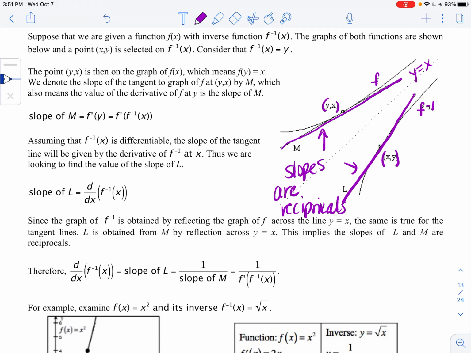We're going to take a function, find its derivative at a specific x value, and then take the reciprocal, and that's going to give us the derivative of the inverse. But the tricky part is going to be knowing what to plug in.